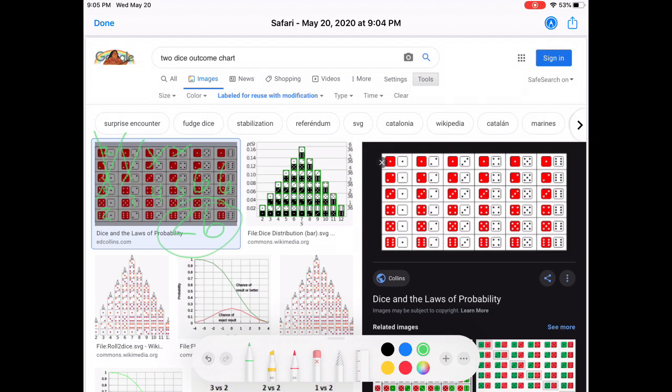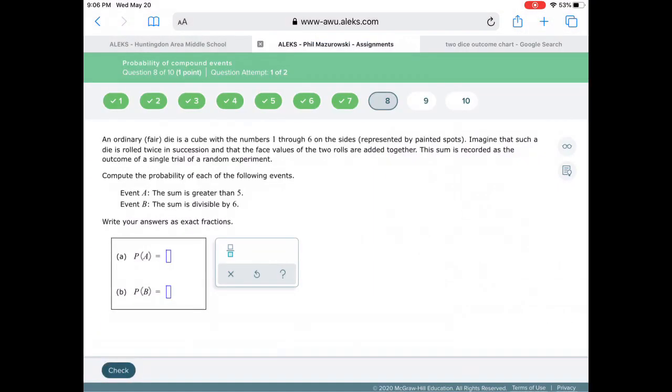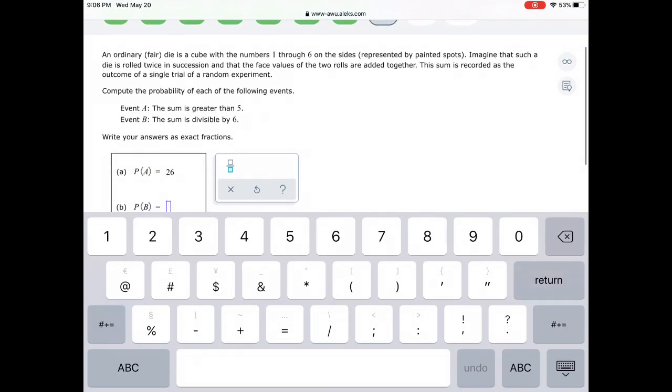Let's go back to Alex real quick. I guess I have to hit done here. So we've got 26 ways that the sum is going to be greater than 5, and remember, that's out of 36. Write your answers as exact fractions. They don't want you to make this a decimal or anything. This can be simplified, so we can make this 13 out of 18. That's our first probability, for event A.